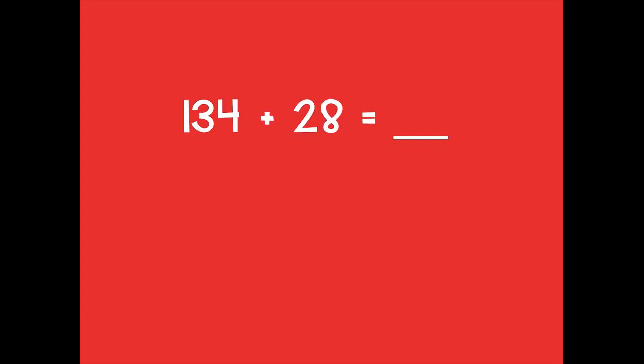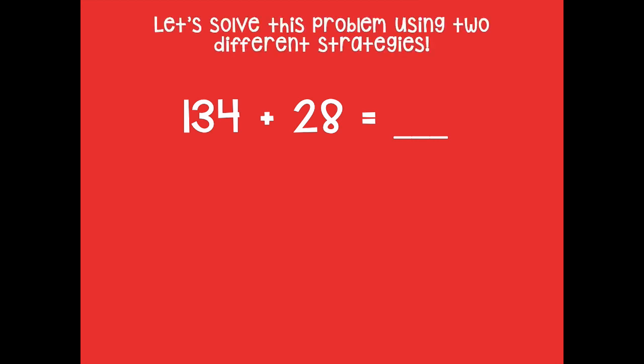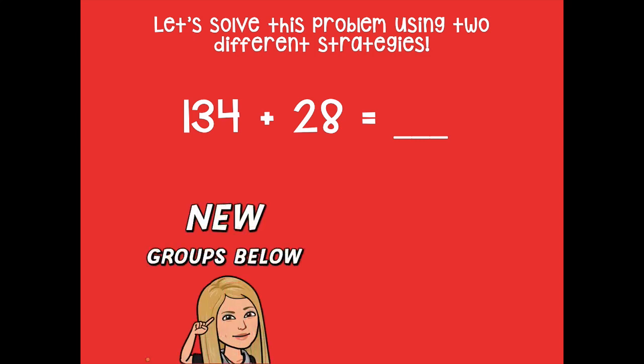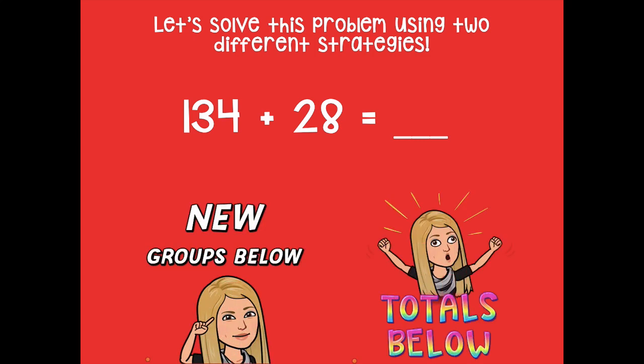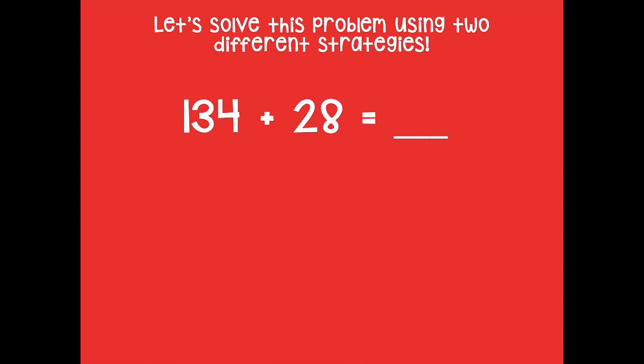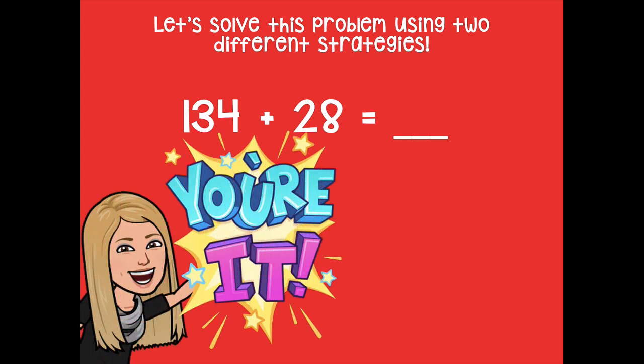All right, friends, so here's our first problem, 134 plus 28. So let's solve this problem using two different strategies. We're going to use the new groups below, and we're going to use the totals below. So we're going to use vertical form and then the totals below that we learned in our previous lesson. So let's get started. All right, so I want you guys to try and solve that using those two different strategies. So this is where it's up to you guys to use those math skills that you've learned and show what you know on two different ways that you can solve 134 plus 28. So go ahead and pause this video, solve this problem, and then click play when you're ready to go over it together.